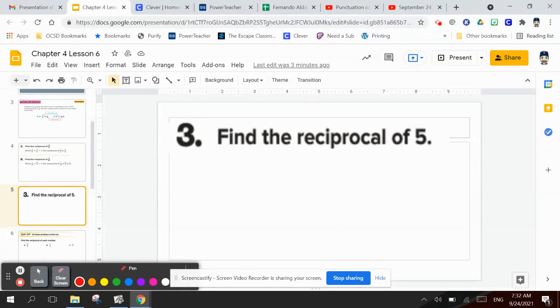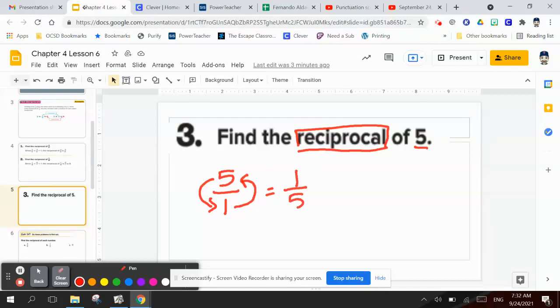So, to find the reciprocal of the number 5. 5 as a fraction is like having 5 pizzas, with each pizza in one box. So that's the fraction for 5. To find the reciprocal, I flip my fraction. The 1 is now my numerator, my 5 is now my denominator. The reciprocal would be 1/5.